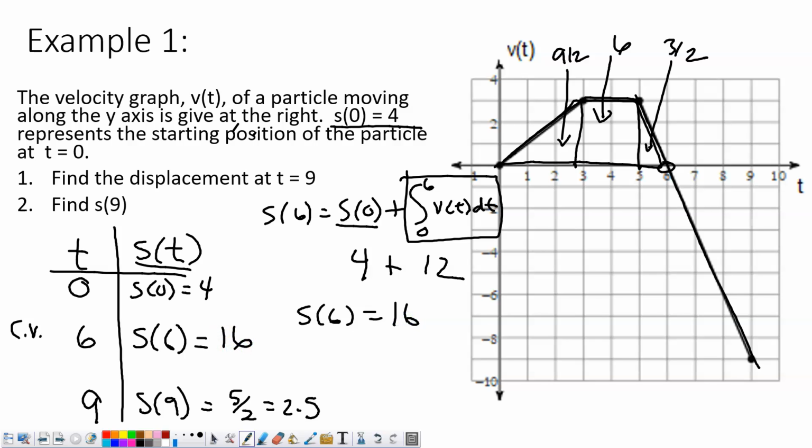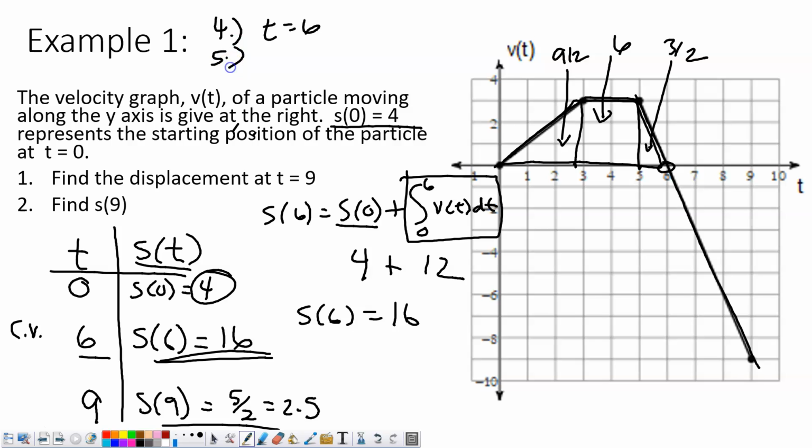And now we're ready to answer all 4 of those questions. I'm not going to bring them up because they're on your guys' papers. But what was question number 4? Farthest from the starting point. Okay, my starting point was at 4, right? My starting point was at 4. Which of these positions is farthest away from 4? 16. The question is asking when does that happen? At t equals 6. So at t equals 6, we are farthest away from our starting point.